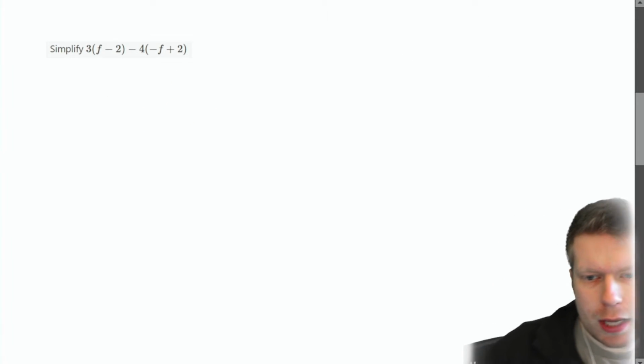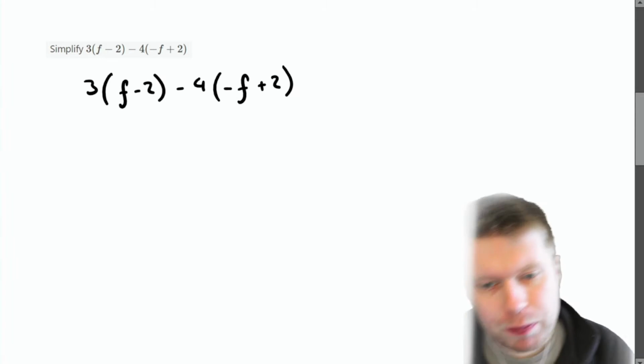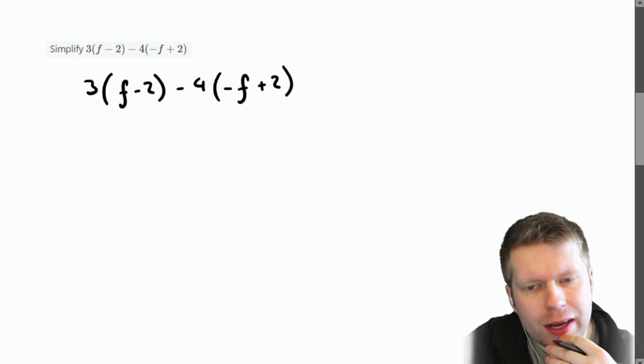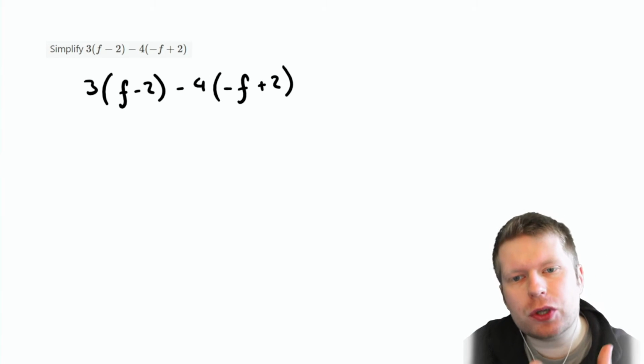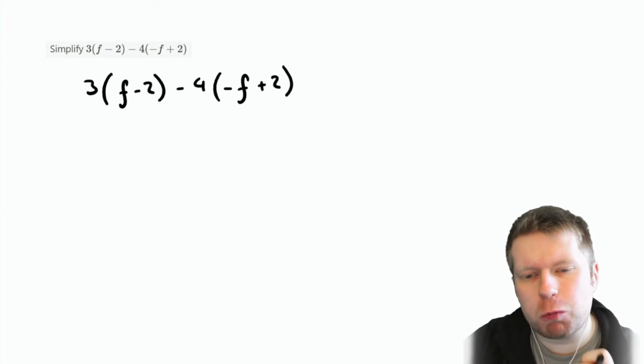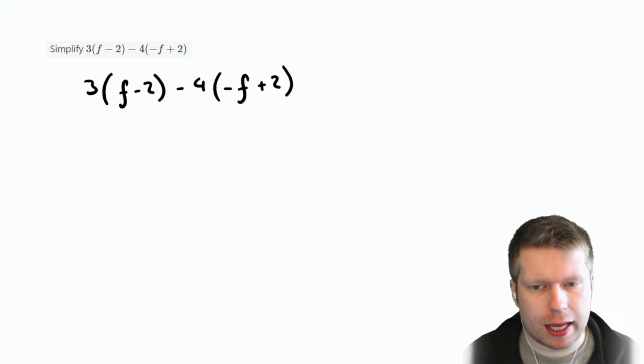Okay, so the next question then, I've been asked to simplify this expression. So I have 3 lots of f minus 2 minus 4 lots of negative f plus 2. Now, simplify is quite a common word in mathematics. And in fact, because it comes up so commonly, it's very difficult to know exactly what it means, because it can mean lots of different things depending on the situation you're looking at.